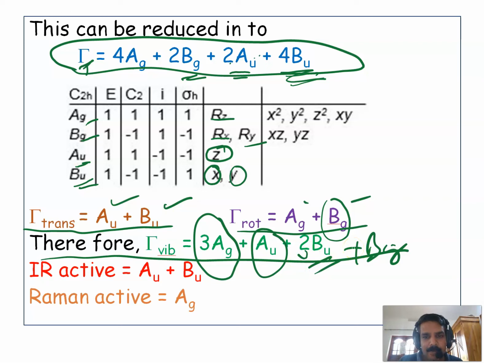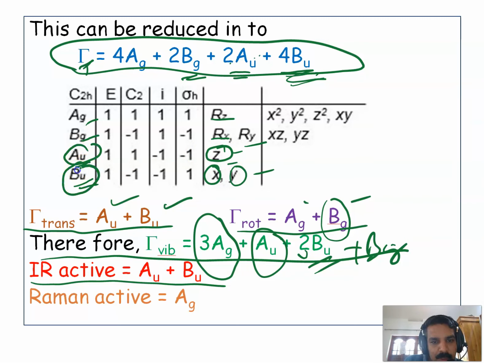From this we can easily say which vibrations are IR active. IR active vibrations belong to the symmetry of x, y, z. Therefore, Au and Bu are IR active. In C2h, Au and Bu are IR active because IR active vibrations belong to the x, y, z coordinates.